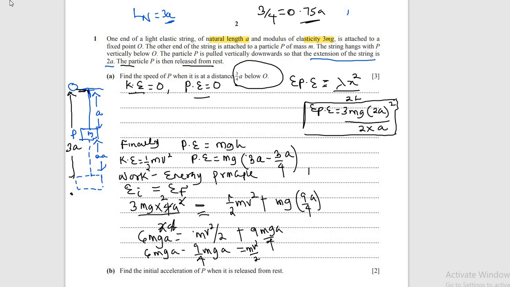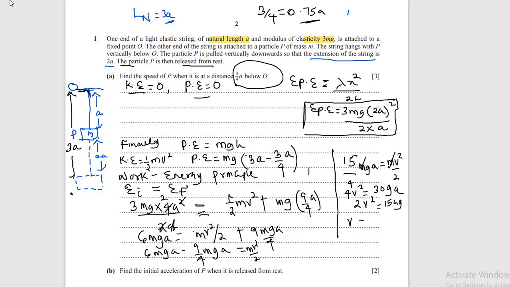So 6mga minus 9 over 4 mga, that's 24 minus 9, that's 15 over 4 mga equal to mv squared over 2. Mass cancels mass. So at the end of the day, 4v squared equal to 30ga, which gives us 2v squared equal to 15ga.